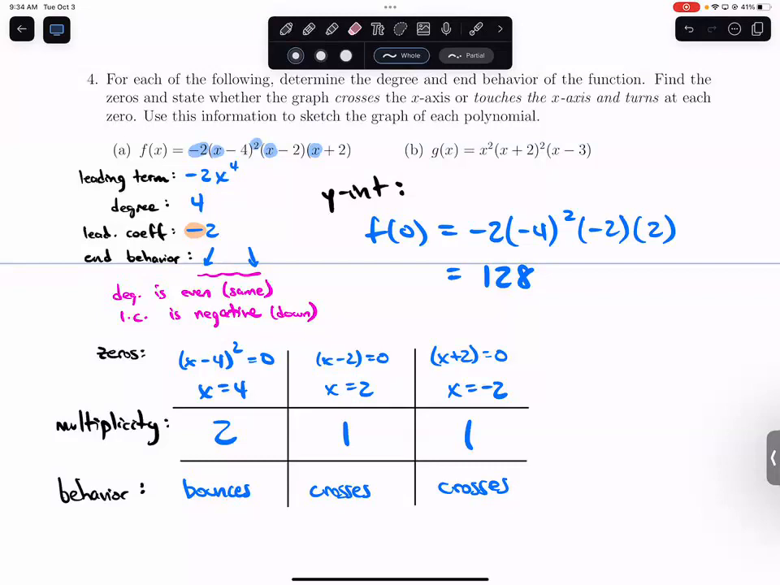Let's take a couple of minutes then, and you give B a shot. Do the same kind of thing, right? So figure out what the leading term would look like, the degree, what that means about the end behavior, find the zeros, put it all together. Of course, you can look at a graph, but look for how all that information is kind of sitting there.